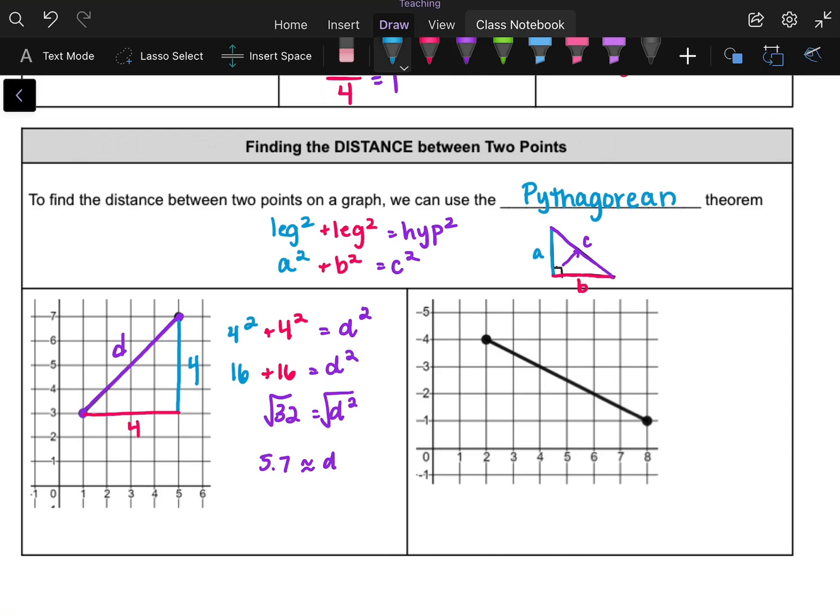Last thing we're going to look at is this example to the right. Why don't you go ahead and pause the video and see if you can find the distance here between those 2 points. Alright, so hopefully you took a look at that.